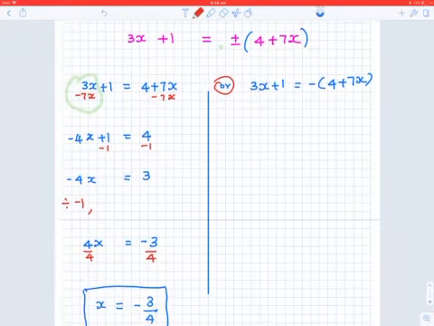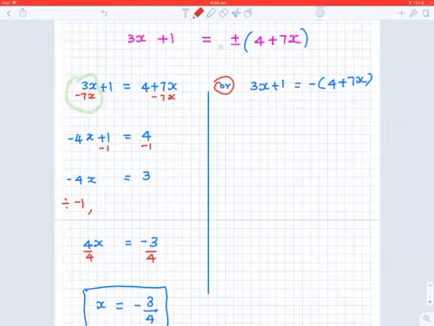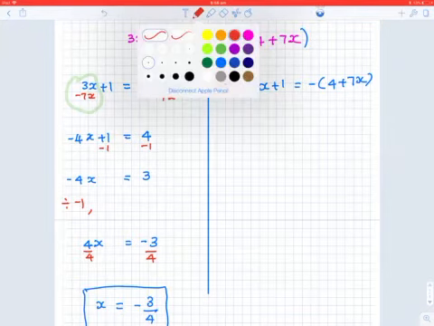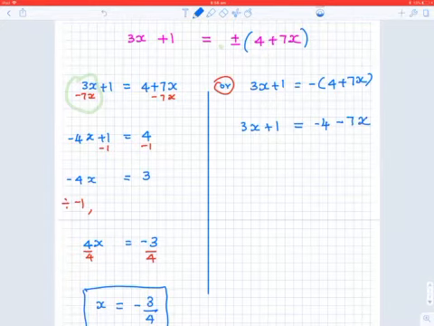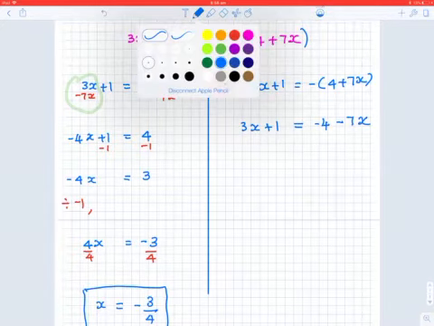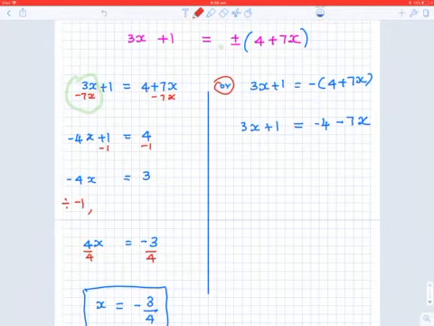And now I have to solve the second equation, which is 3x plus 1 equals minus of 4 plus 7x. Okay, so first I need to remove the bracket on the right side. So 3x plus 1 equals minus 4 minus 7x.